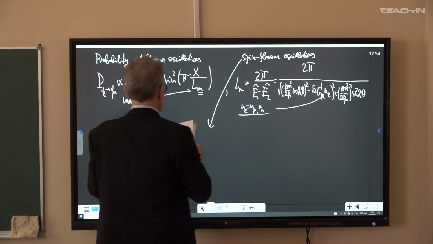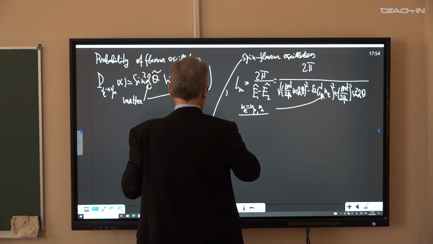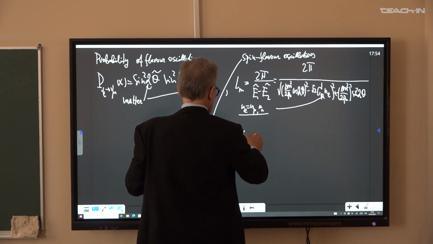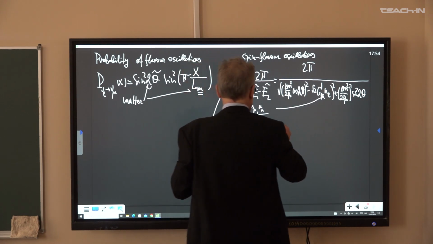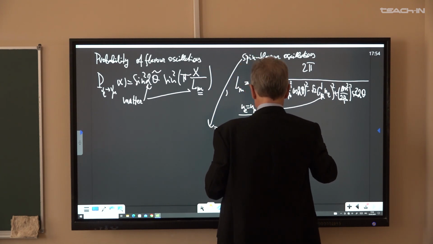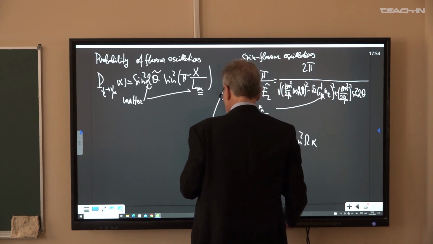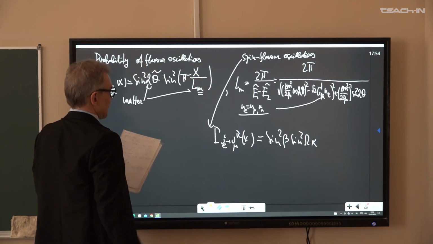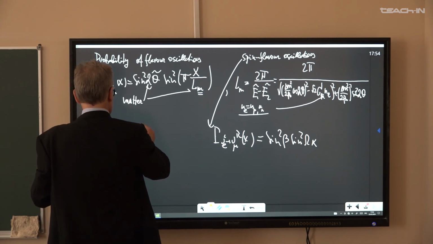Here I would like to write the spin-flavor oscillation probability in the following form. I just introduce sine squared beta. I will explain what beta is, but you can see easily. Well, the correspondence between flavor and spin-flavor oscillations can be summarized as follows.